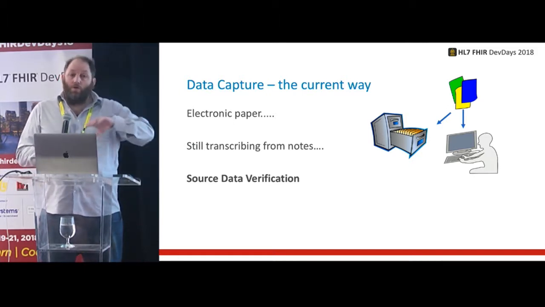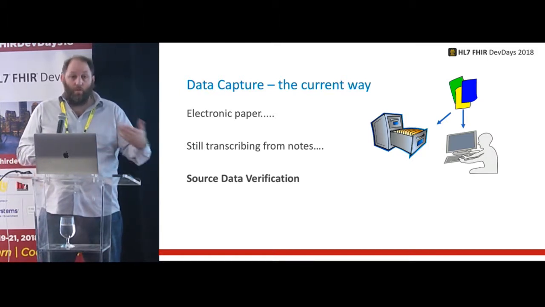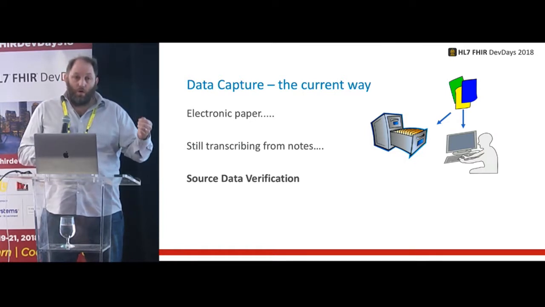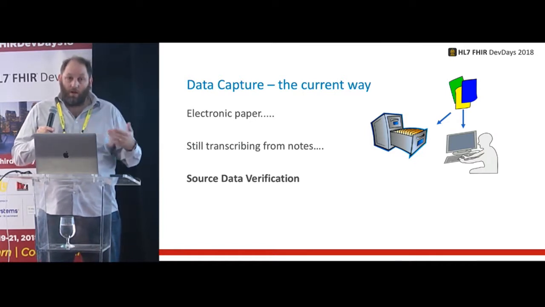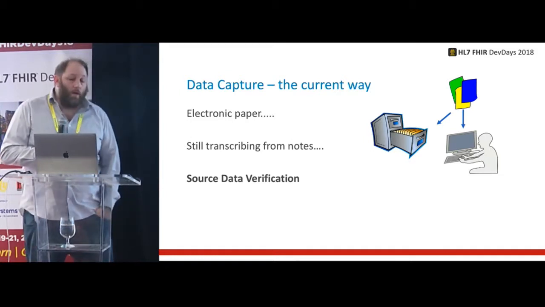The way you used to do that with the old paper, you'd have two people enter the same data. You'd give them both a CRF. One would enter it into one screen, one would enter it into another screen, and you'd make sure those two things lined up. The double data entry, it was called, and it was horrible.